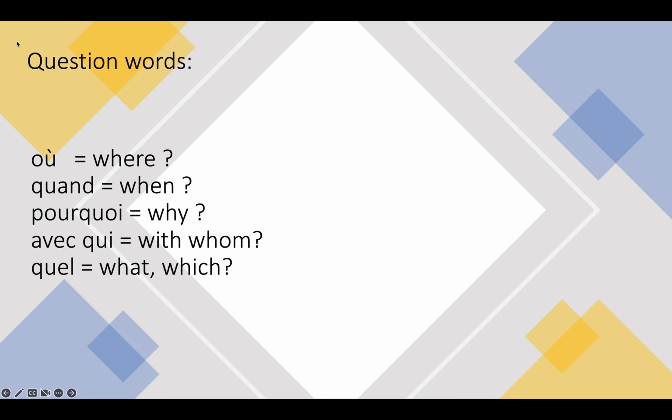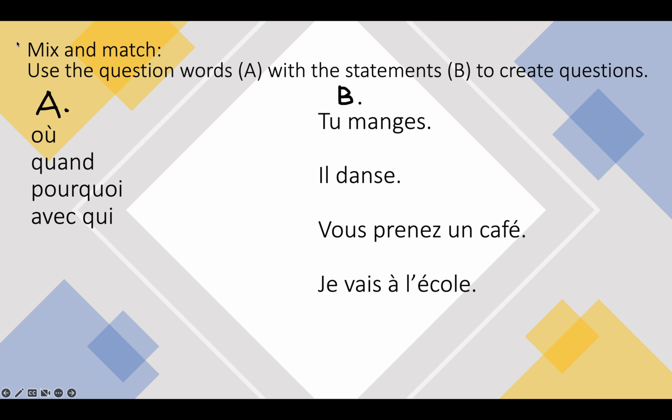So here are some question words. Où, quand, pourquoi, avec qui, and quel. And look at quel. It sounds the same whether it's masculine, plural, feminine, plural. It all sounds like quel. So what you should try to do right now is to use the question words with the statements in column B to create questions. Pause it and then come back once you've finished.